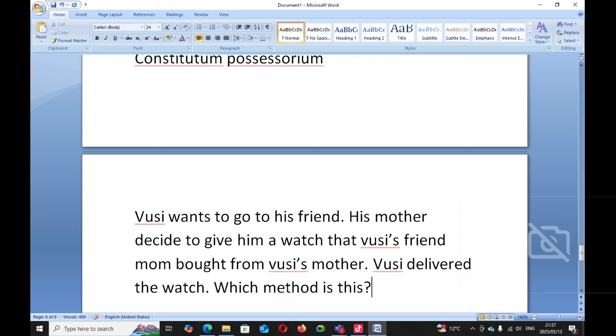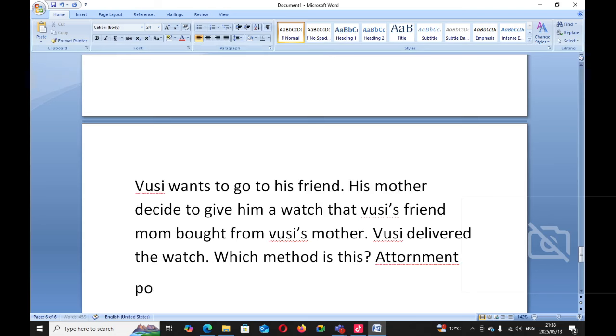Attornment. Yes, this is an attornment. This is simpler. We have the owner, the buyer, and the third party. So Vusi was the third party who must deliver the watch to the rightful owner. So this is called attornment. I hope you won't forget about this attornment when you get into the examination.